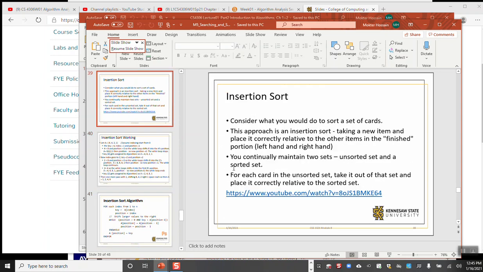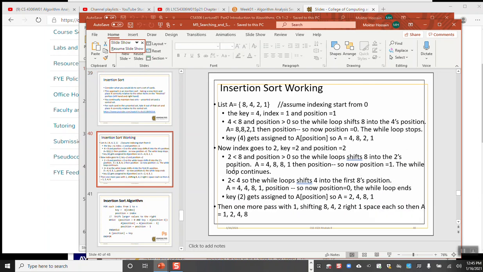I want to discuss how the insertion sort algorithm internally works. There is more detail here. For instance, we have a very short list: 8 4 2 and 1.